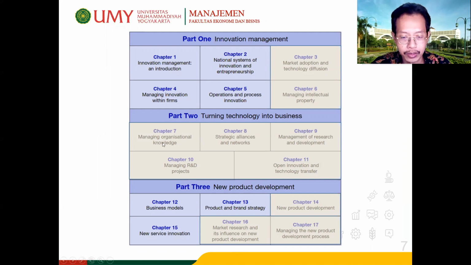There are 3 parts of it. First, about innovation management. The second part about turning technology into business. This is more on technopreneurship. And the third one on new product development. We would be discussing the first part and the third part, and we'll be skipping the second part.